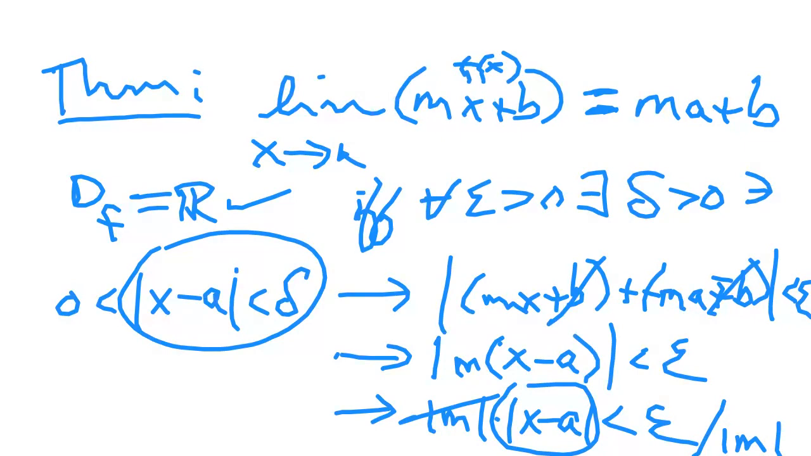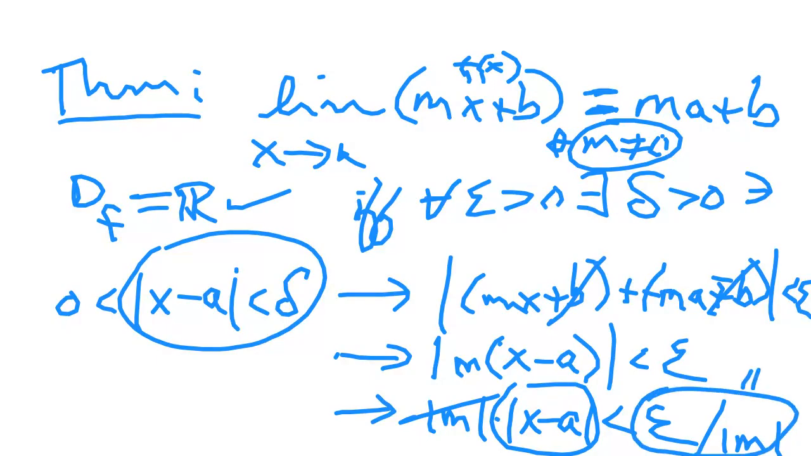So m is not equal to 0. So let's assume that m is not equal to 0. I guess part of the theorem, m is not equal to 0. If m is 0, it's a pretty obvious thing. The limit as x approaches a of a constant is a constant. And I could actually possibly show that. But anyway, so what are we going to set delta equal to? Epsilon over the absolute value of m. So set delta equal to that, right?